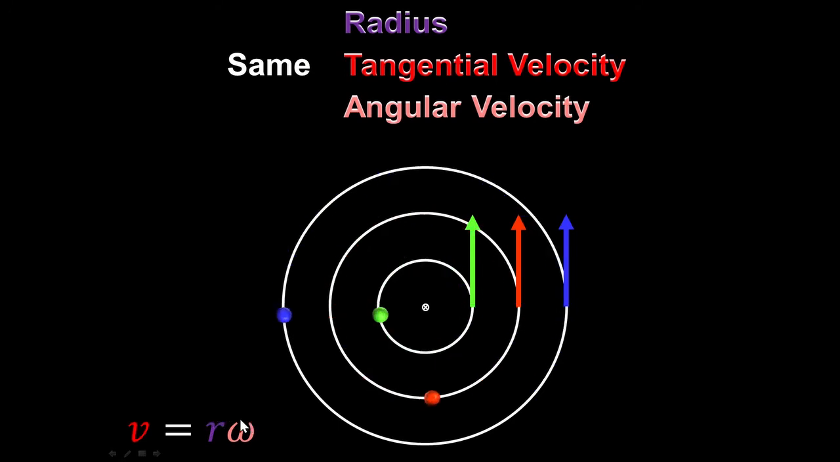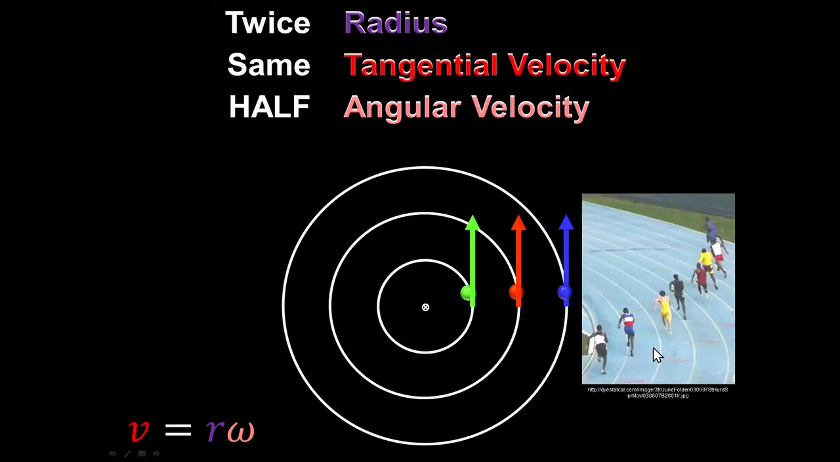Well, they're going to be inversely proportional. If this number gets bigger, that number has to get smaller to keep that the same. So the one here with twice the radius of this one had half the angular velocity. Okay, this one's going around twice as fast as this one, or this one's going around half as fast as this one. And that's just like why they stagger the start in a track race.